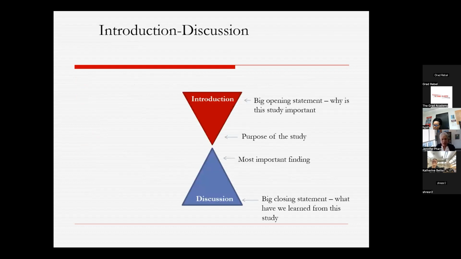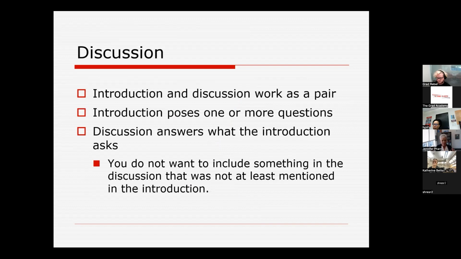All right, let's talk a little bit about the discussion and introduction and how those two things work together. So from the anatomy of a scholarly paper, the introduction was the upside down triangle. Start with that big opening statement, why is your study important, and you funnel down to the purpose of your paper. And then your discussion is just the opposite of that, right? What were the most important findings from your paper, and then it ends with the big closing statement, what did we learn from this study? A way to think about the discussion and the introduction is they work like a pair.